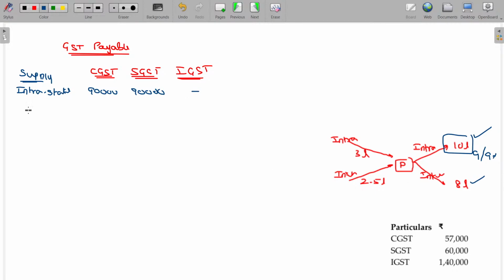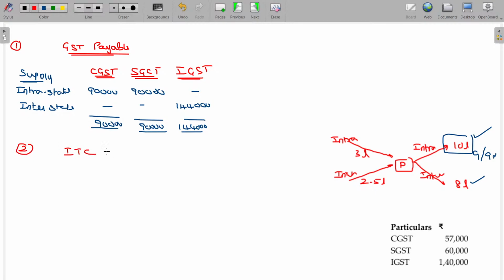For interstate supply, 18% will be payable: 1,44,000. Now overall CGST, SGST, IGST payable being 90,000, 90,000, 1,44,000. That was step number 1. Step number 2 is what?